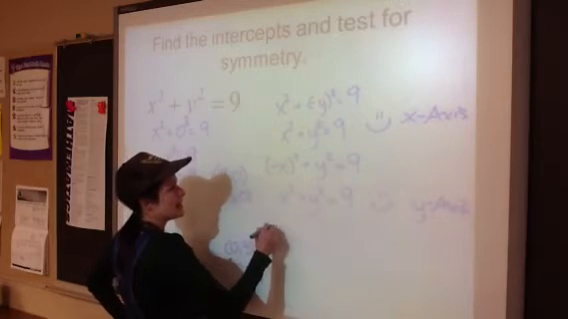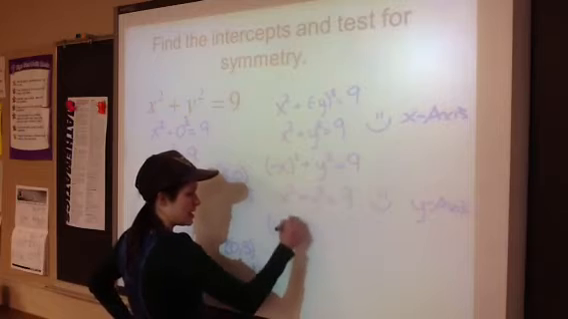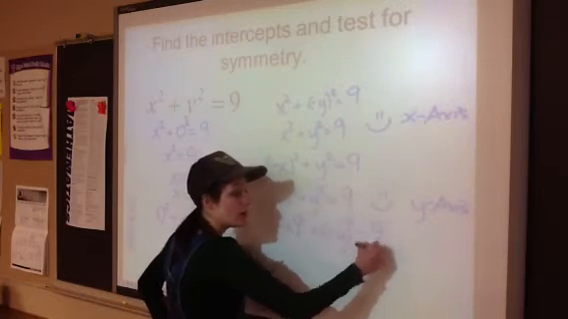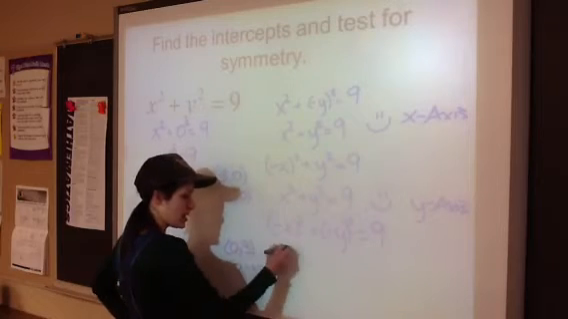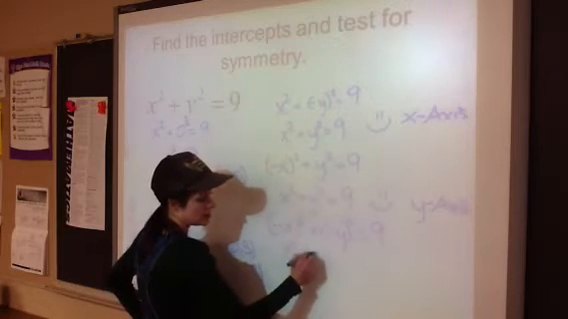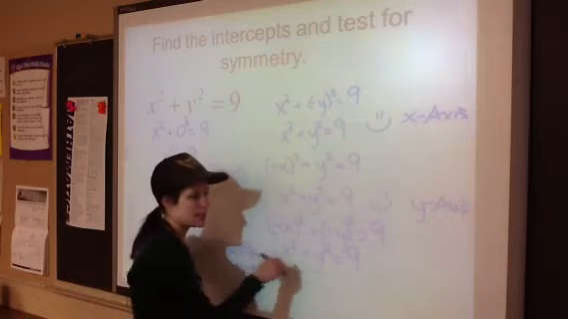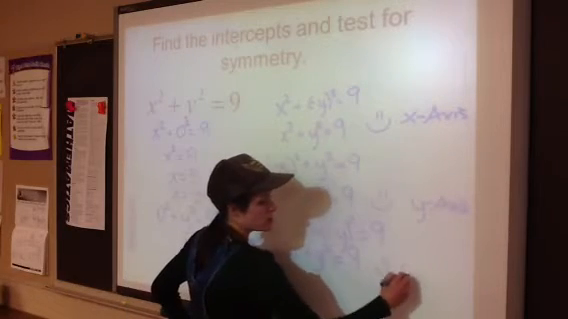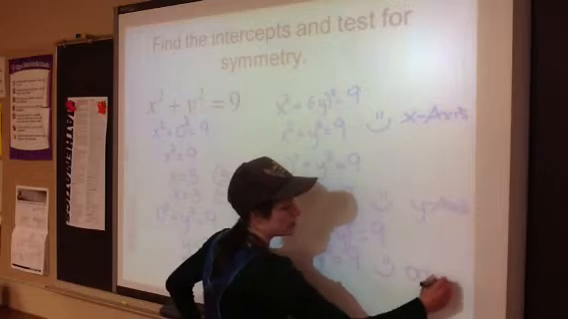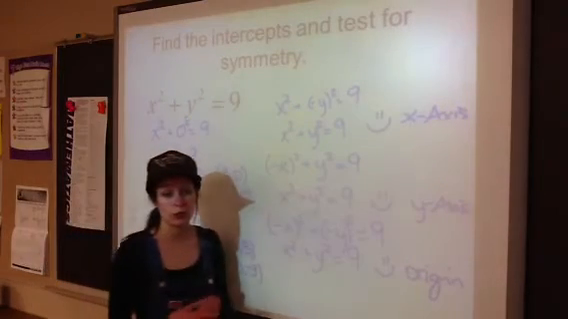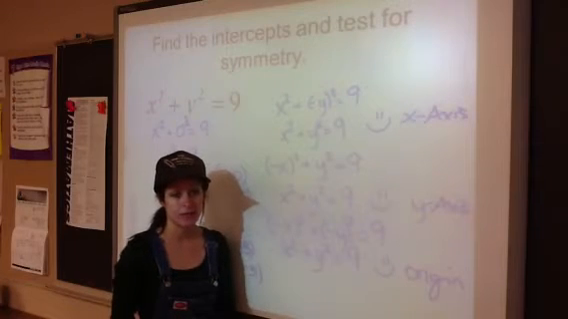When you put in a negative x and a negative y, what are you testing for? Origin symmetry. You square that negative x, you square that negative y, they both become positive, and it's the exact same thing you started with, so origin is also a yes. Notice all 3 were yes.